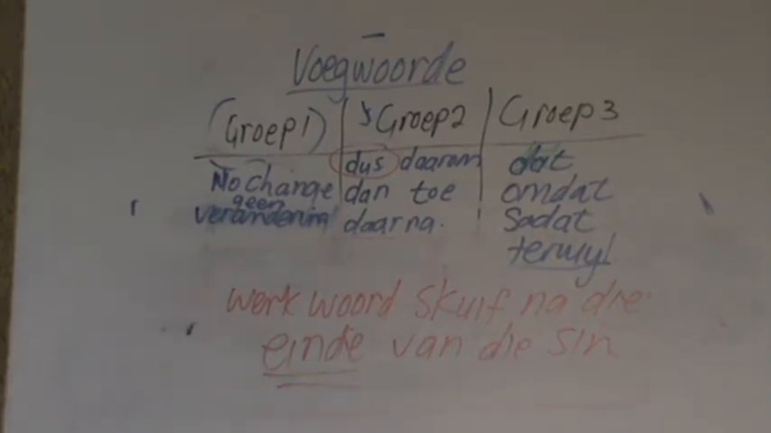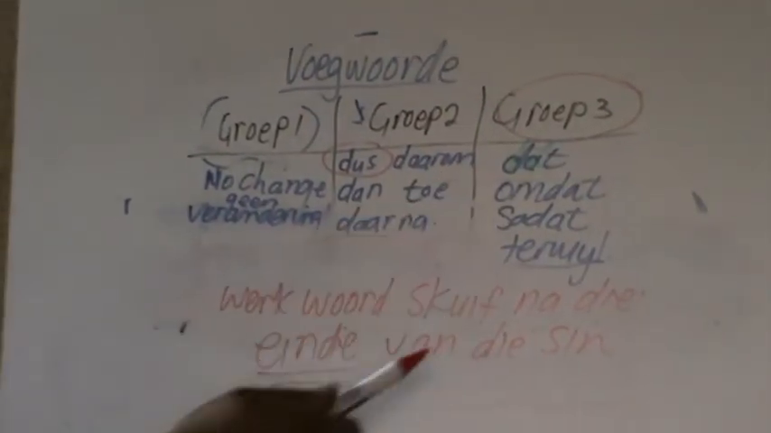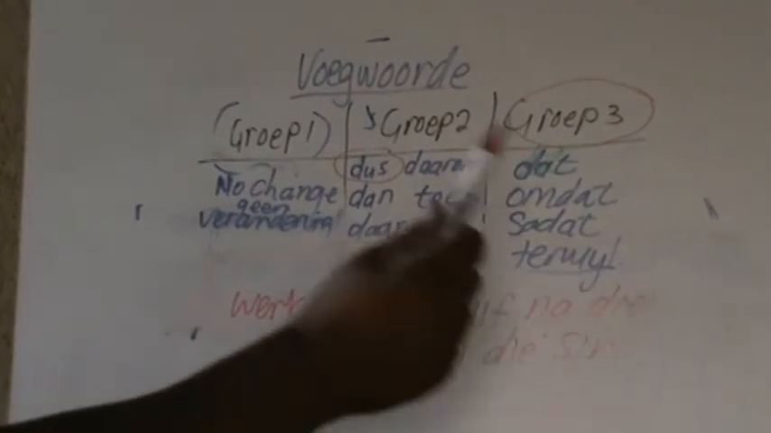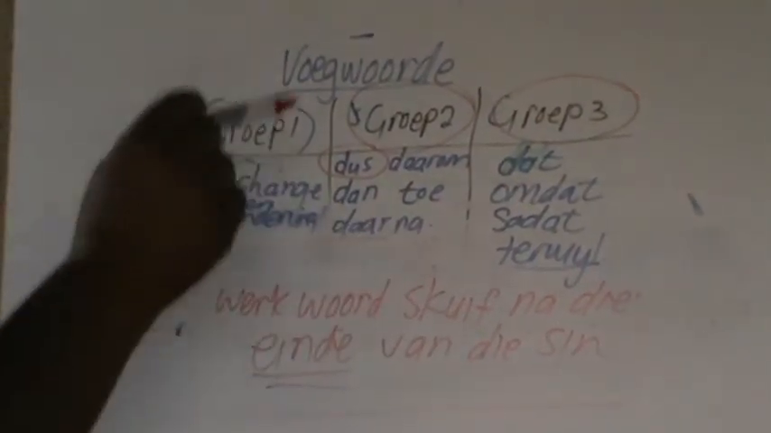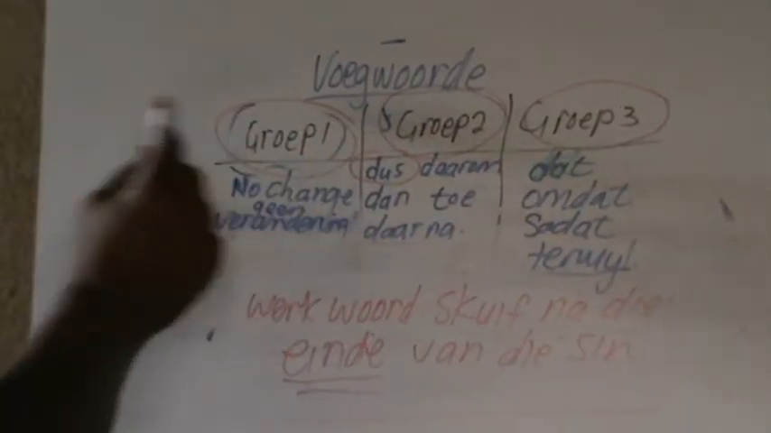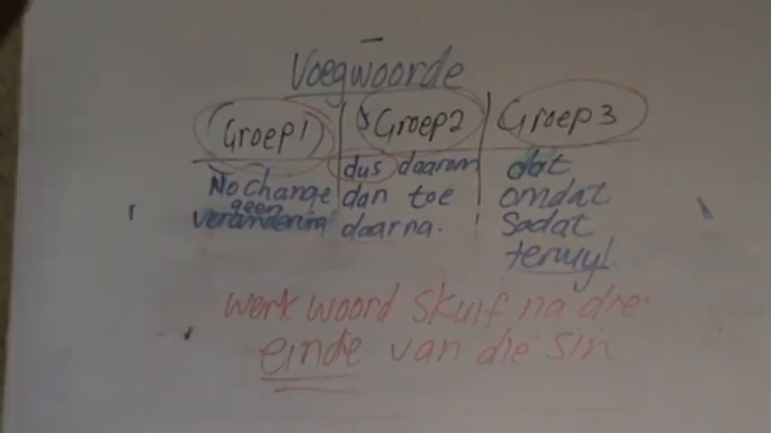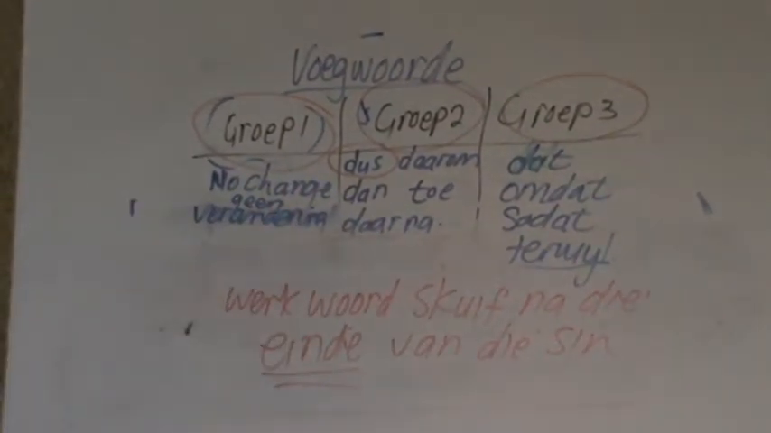Okay? So please remember that when we're dealing with group 3 conjunctions, the verb goes to the end. When we're dealing with group 2, the verb moves directly after the conjunction that was added. Then group 1, no changes in your sentences. You just join the two, put your conjunction in the middle, right?